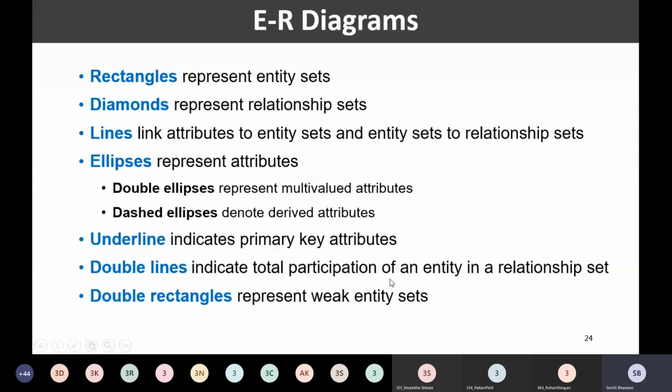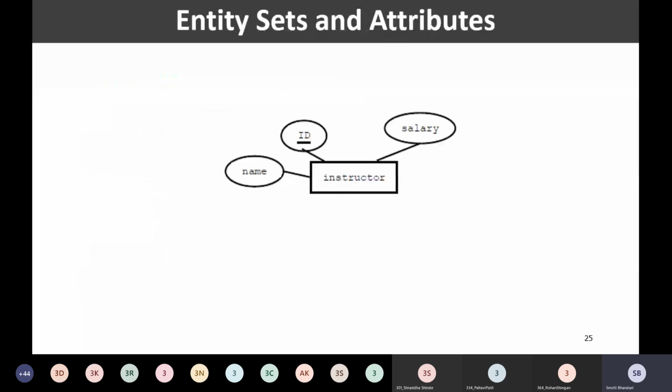So whenever we are linking any entity set with a relationship set, if we make use of a double line, then it indicates total participation. A double rectangle represents weak entity sets. We are going to focus upon these concepts. But whatever concepts we have learned so far, we are going to draw ER diagrams now by making use of some real world examples. So let us see one example here, how to represent entity sets and attributes.